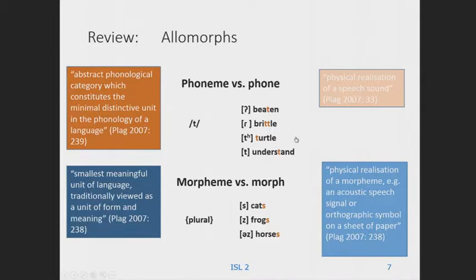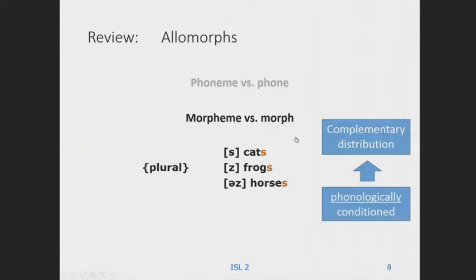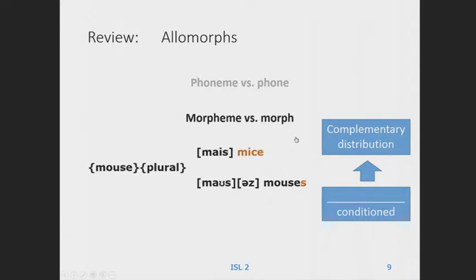So we have the cats and the frogs and the horses, which are also phonologically conditioned, right? Because I have the s sound if I have an unvoiced sound, z after voiced, and horses after sibilants. So after all kinds of s and sh and these Zischlaute, right? So this is one kind of conditioning I can have for allomorphy. But I can also have other ones for morphemes. Like, and again, our morpheme, our meaning unit is plural. But we have different realizations.